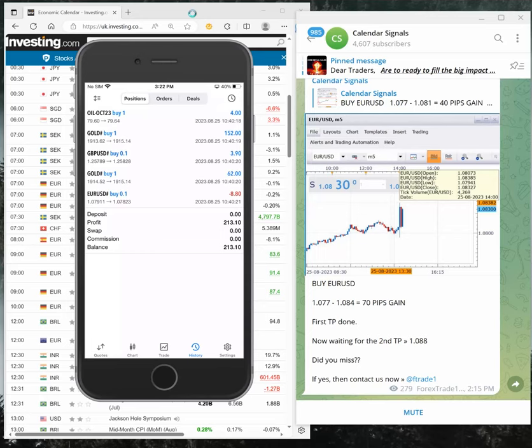And in this account we continue to trade as per our calendar signals, the levels given as per the calendar signals channel, and we are continuously making good profit. We will continue to trade and give you the performance update. And this is the performance of today's calendar signals.